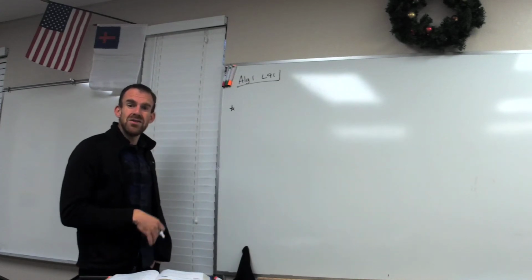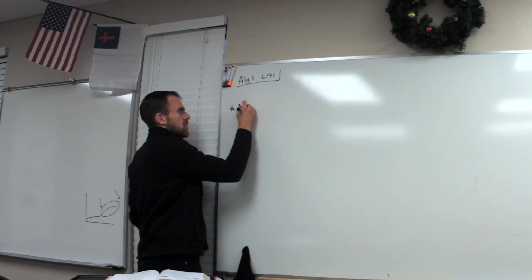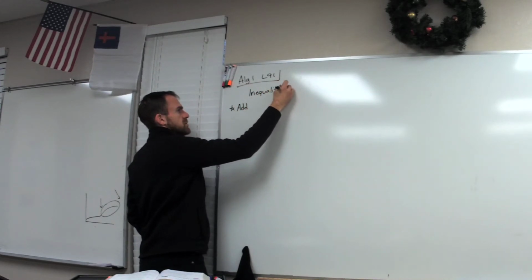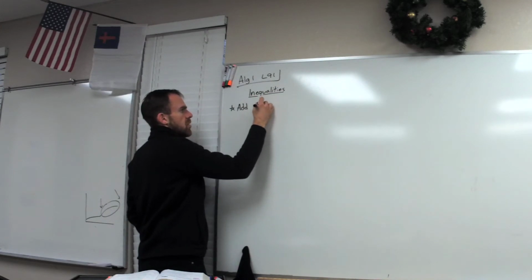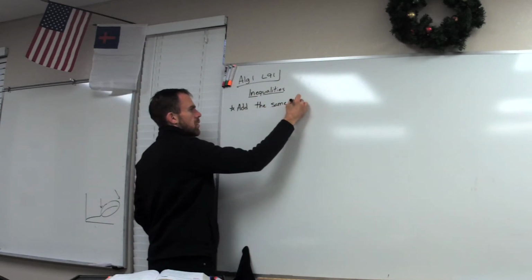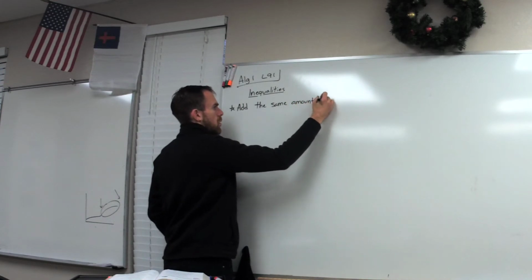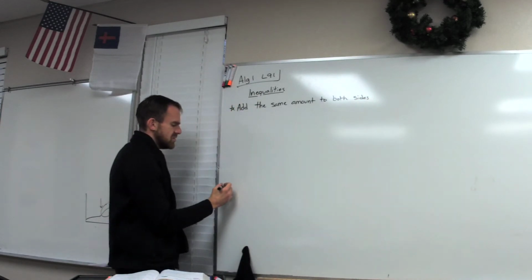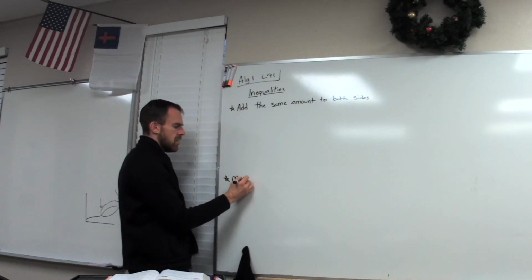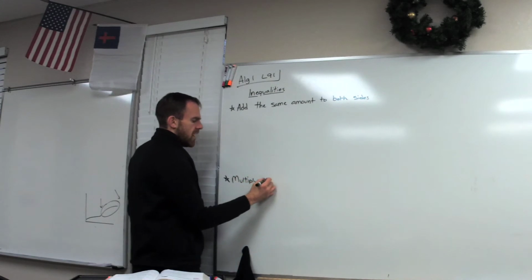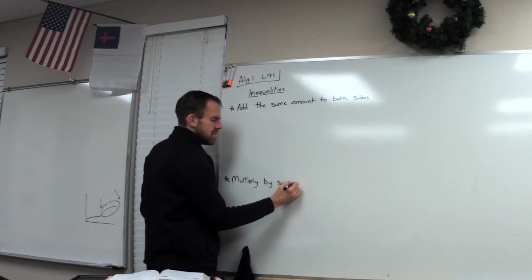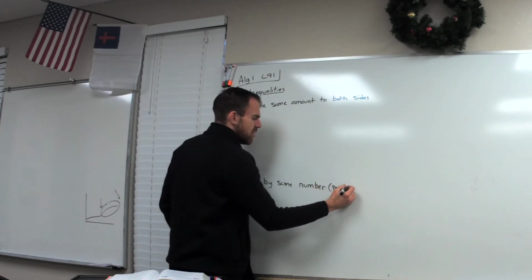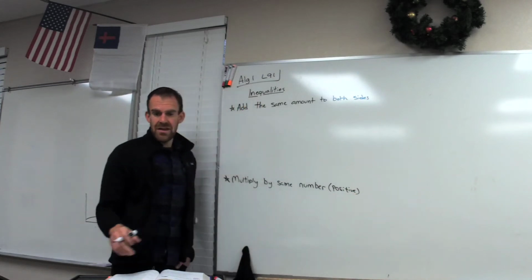First of all, we are allowed to add the same amount to both sides. And we are allowed to leave some room there. Multiply by the same number as long as it's positive. If it's negative, we have to switch the sign of the inequality.